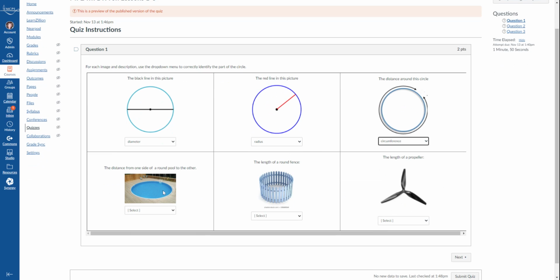Then let's look at these three examples. What about the distance from one side of a round pool to the other? So from edge to edge is diameter. The length of a round fence, so going all the way around the fence, that would be circumference. And the length of a propeller, that's from the center to the edge, would be radius. And now the video is going to pause and have you answer a few questions.